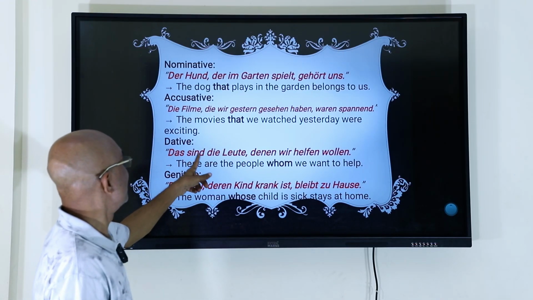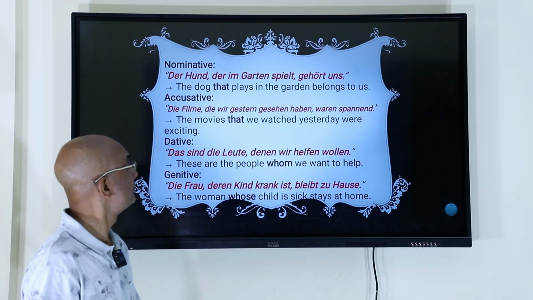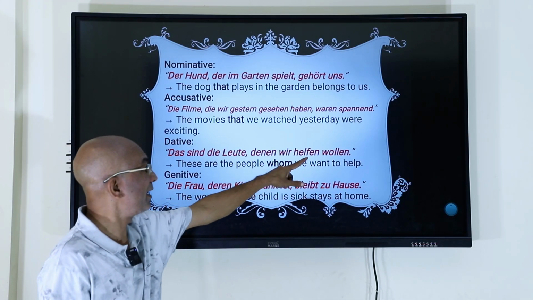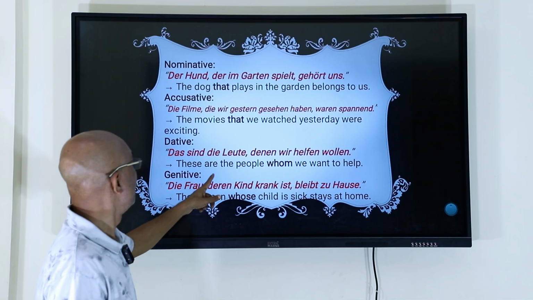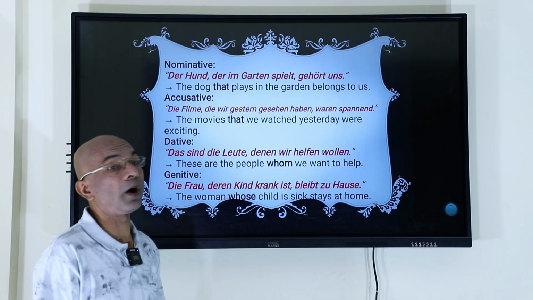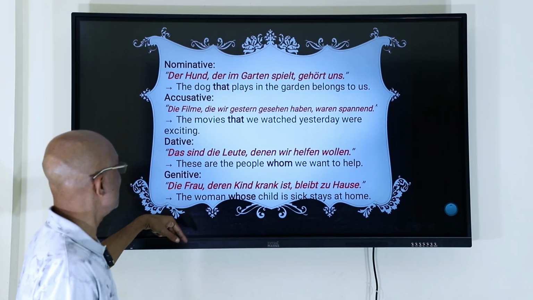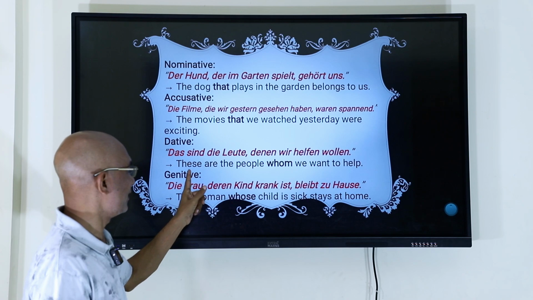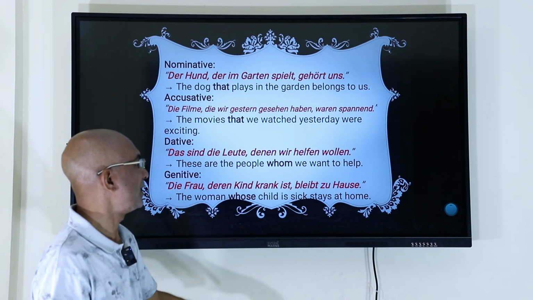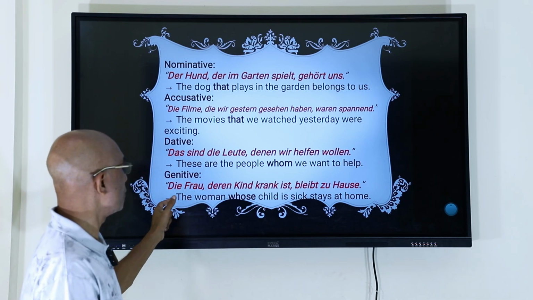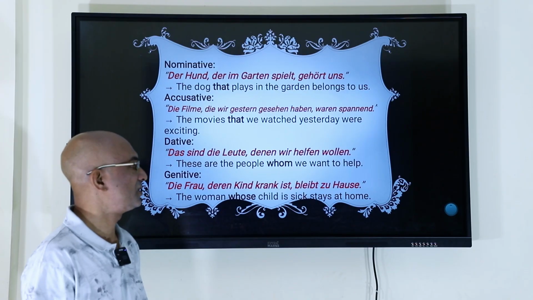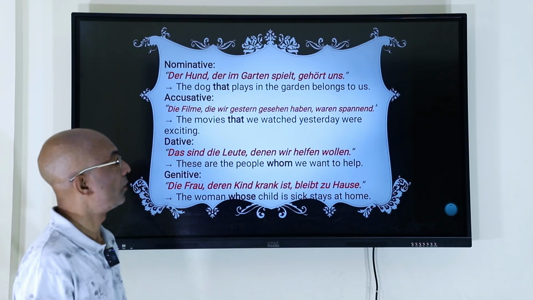Dative: das sind die Leute, denen wir helfen wollen. These are the people whom we want to help. Genitive: die Frau, deren Kind krank ist, bleibt zu Hause. The woman whose child is sick stays at home. Okay?